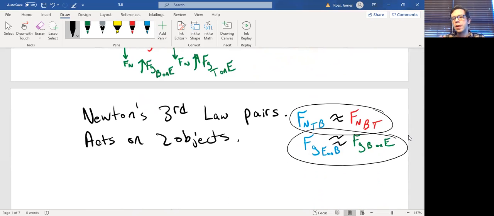So each one of these acts on different objects, right? If you look at this, you'll see that it acts on two objects, right? This is the force of the table on, this is the force on the table due to the book. This is the force on the book due to the table. So they cannot appear on the same free body diagram for a single object.